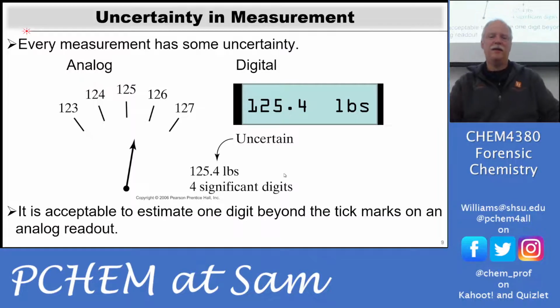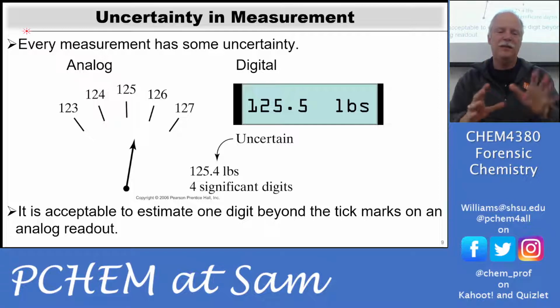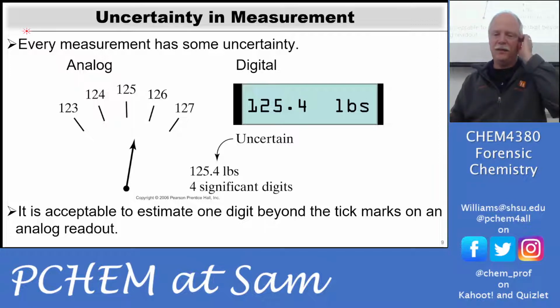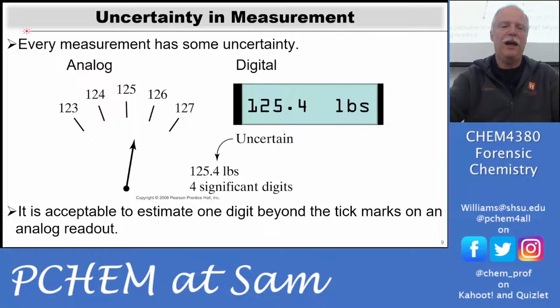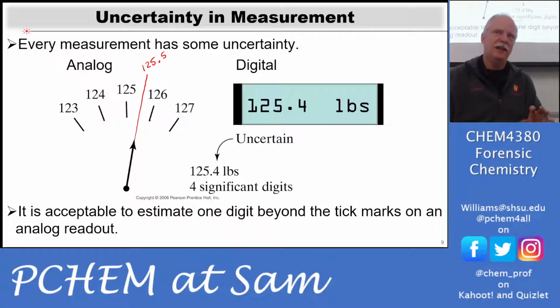Okay, so now let's talk about measurements. We're going to have digital balances and things with needles. Things with needles are less common, but they're still out there. And so every measurement, even a single measurement, has some uncertainty. And it's acceptable to estimate one digit beyond the tick marks on an analog readout. So on an analog readout, this needle is not pointing at 125 or 126. It's going in between. And so you could report that as 125.5. And so that's half of that tick mark. So that's the way you're supposed to measure.